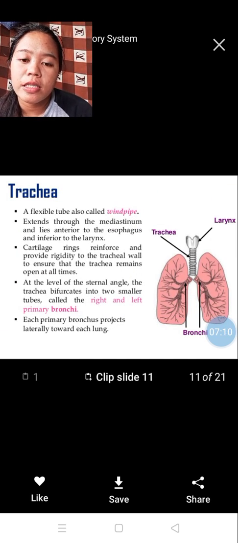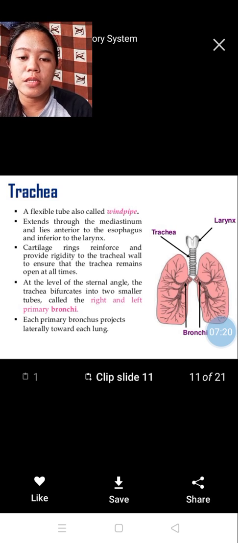Trachea. It is a flexible tube, also called the windpipe. The trachea extends through the mediastinum and lies anterior to the esophagus and inferior to the larynx. Also, the trachea has cartilage rings that reinforce it and provide rigidity to the tracheal wall, which ensures that the trachea remains open at all times.